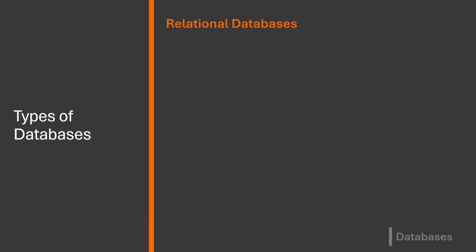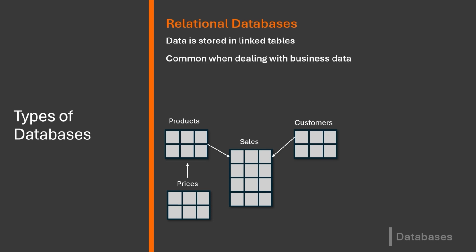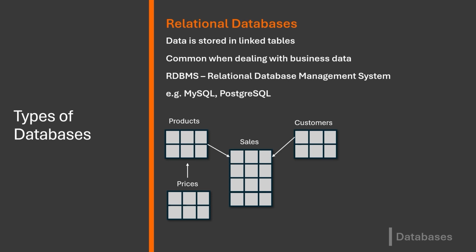First is relational databases. In fact, this is the database that we were referring to in our previous diagram. As discussed already, the data here is stored in linked tables, and these are the databases that we would most commonly encounter when dealing with corporate business data. RDBMS, or Relational Database Management System, is the software that manages these databases, ensuring data integrity and enabling complex queries. Examples include MySQL, Postgres, and Microsoft SQL Server.